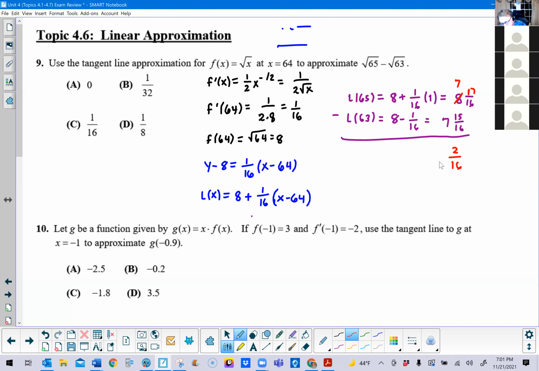And now the 17/16 minus 15/16 would be 2/16. And 7 minus 7 is 0. I won't write that. And so that would be our answer, which obviously doesn't show up until you reduce it. And so you're going to get a 1/8 there. Okay.